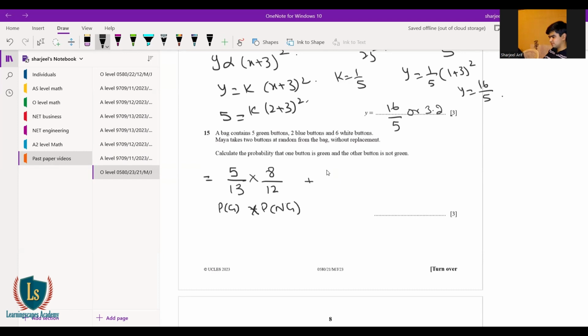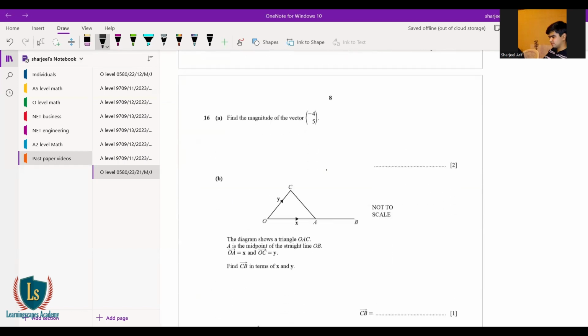And then I have to add it with the probability that the first button is not green. First button is not green, so that would be 8 by 13 into 5 by 12. So we will simplify it to get 20 divided by 39. You can multiply the first probability with 2 to get the same answer, but elaborating it will be a good option.